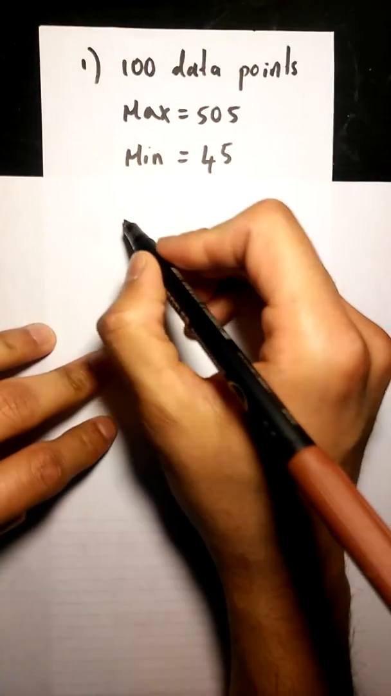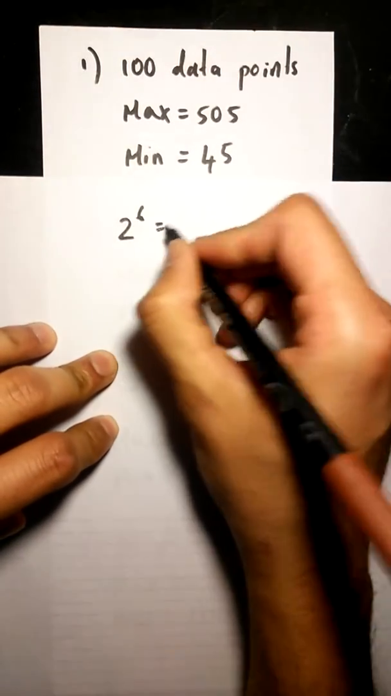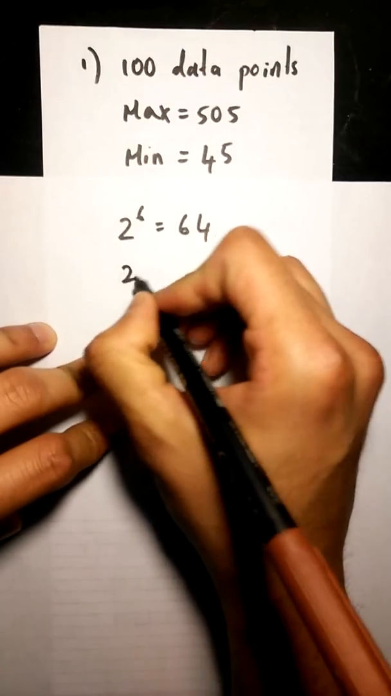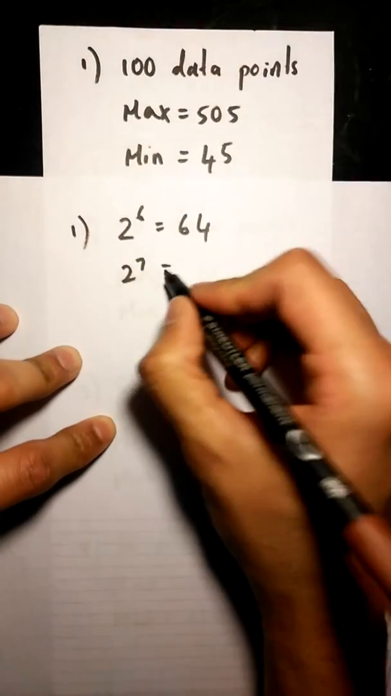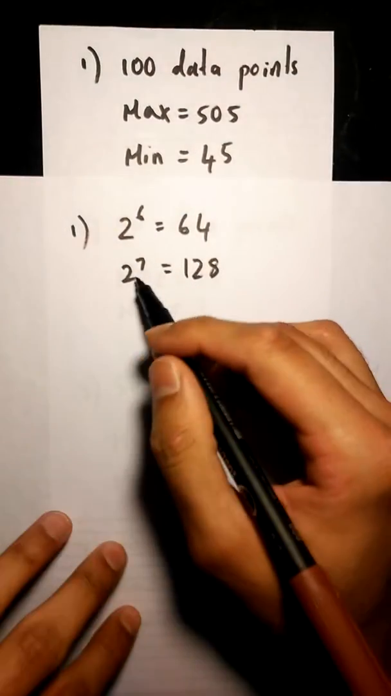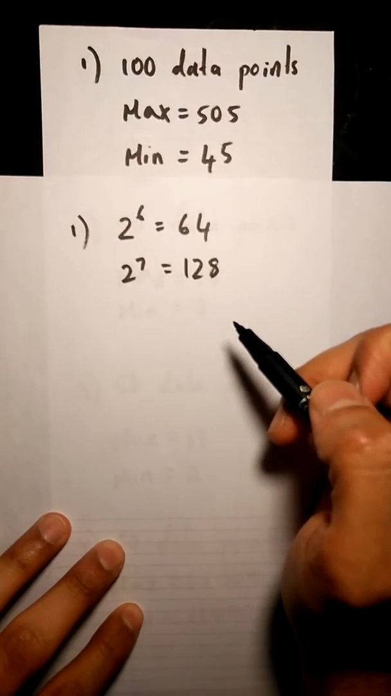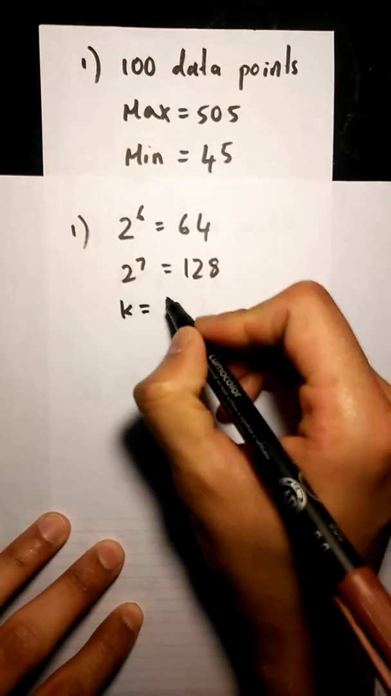We have 100 data points. 2 to the power of 6 is 64. 2 to the power of 7 is 128. 2 to the power of 7 is the first one that's greater than 100, so we know our k is equal to 7.